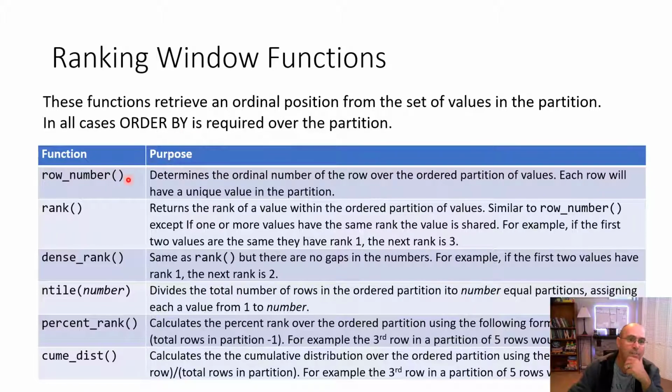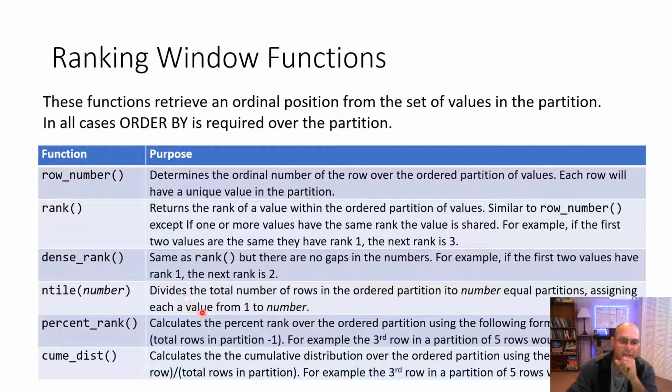So row number gives you a unique number over the partition. Rank returns a rank like first, second, third, fourth. Dense rank is just like rank, except there are guaranteed to be no gaps or repeats. So if there are 4 values tied for first, then with rank it's 1, 1, 1, 1, and then the next one is 5. In dense rank, it would be 1, 1, 1, 1. They're all rank number 1, and then the next one gets a 2. So you have to choose how you want rank to behave, rank or dense rank.